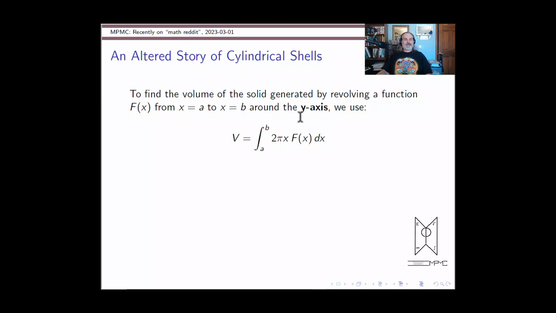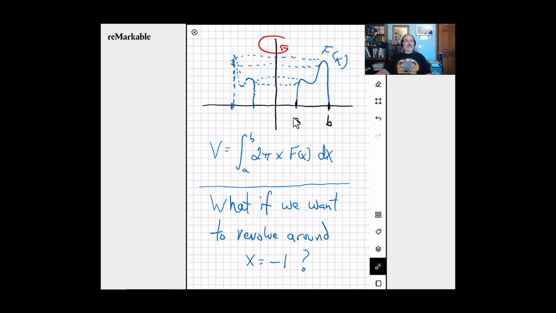Okay. Now, what happens when we switch the problem up? And so I have a lousy diagram here, I admit. I have just some function f of x here from x equals a to x equals b, and it's getting revolved around the y-axis, and it's creating a terribly drawn solid of revolution. Integral of 2 pi x f of x dx, right? That's what we would use.